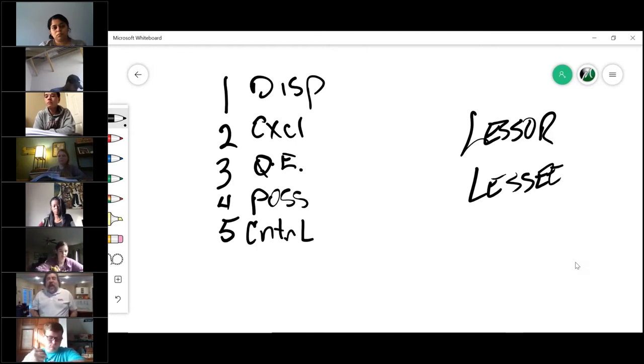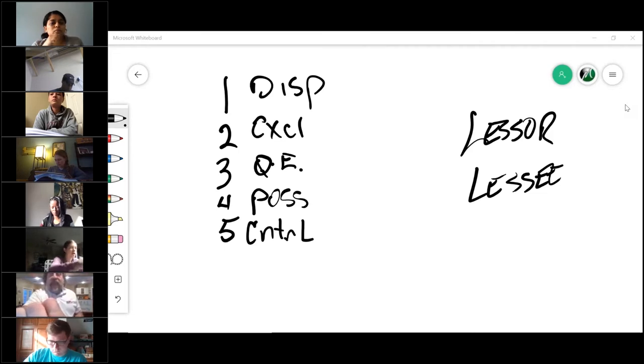Does the lessor transfer the right of disposition to the lessee? The answer is no, they do not transfer that right. The tenant does not have the right to get rid of the property. That is one right that the lessor keeps.